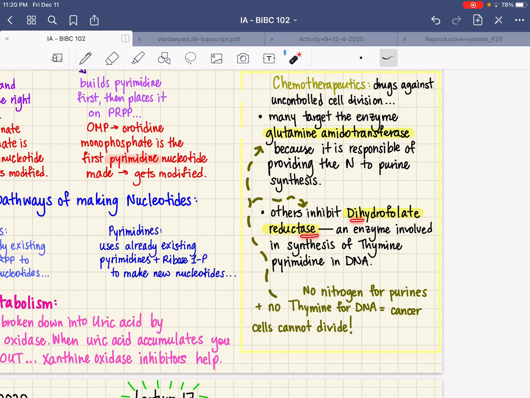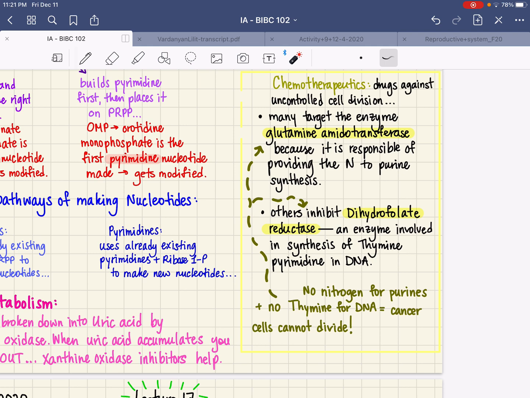Dihydrofolate reductase is an enzyme that is involved in the synthesis of thymine production. Thymine is a type of pyrimidine that is involved in synthesizing DNA, right? We need that to put it in the DNA. So if this enzyme is inhibited, then the cell will not be able to make thymine, so it will not have good DNA, so cell division won't occur. Okay, so this is how these chemotherapeutics attack uncontrolled dividing cells.